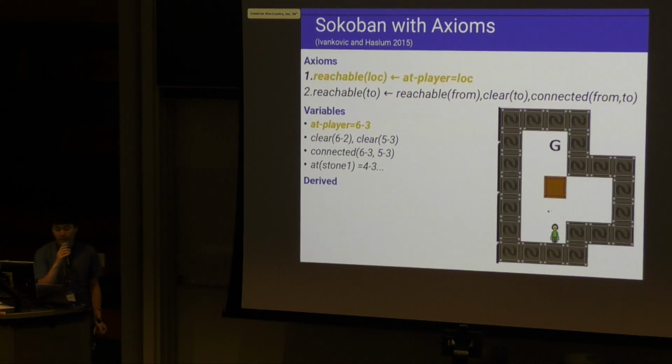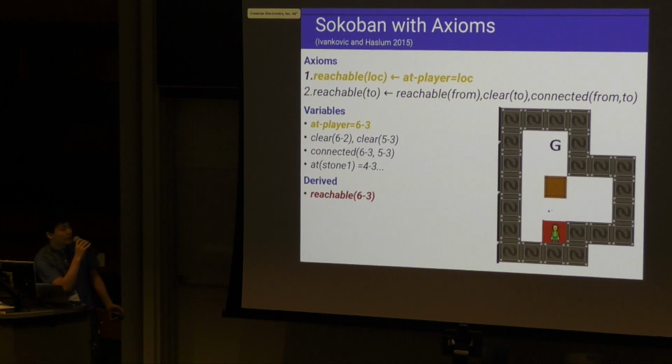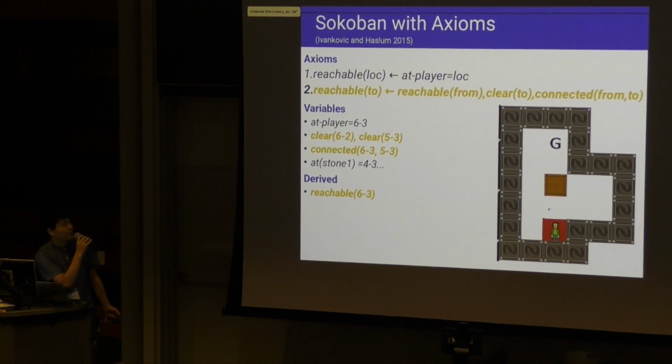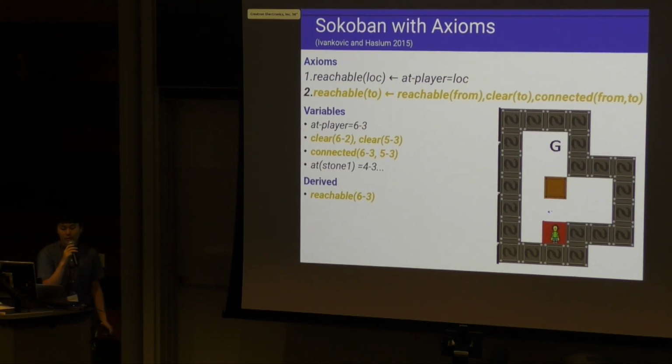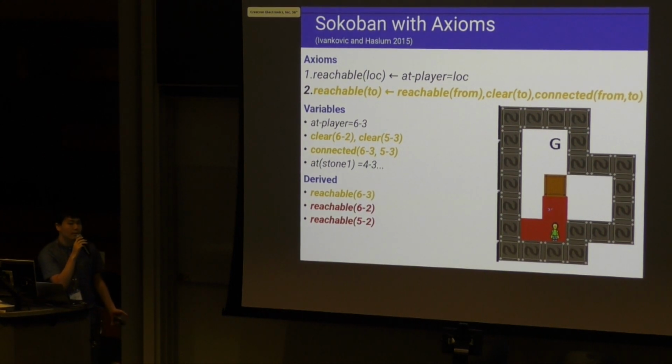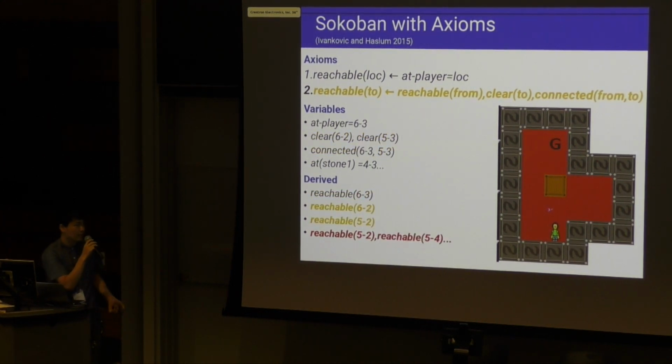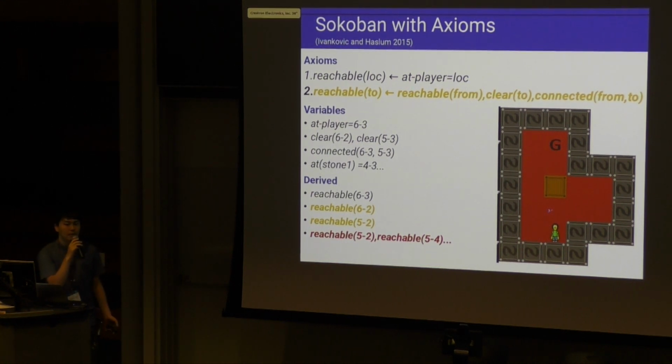In this example, the player is in position 6-3. Since this satisfies the right-hand side of the first axiom, we can conclude that 6-3 is reachable. If you look at the second axiom, since now we know 6-3 is reachable, the second rule fires, and we can conclude that the adjacent locations are also reachable. Just like that, we can keep firing axioms to determine which locations are reachable from the current position of the player.